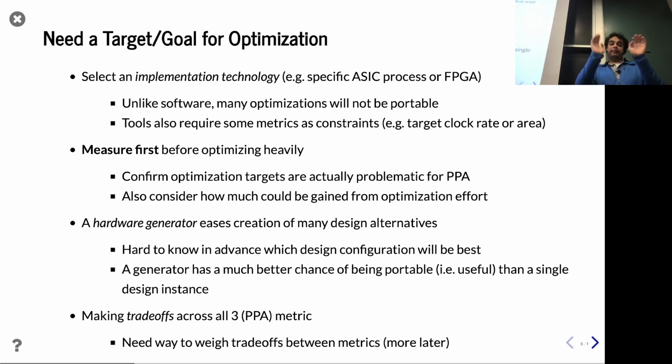You can't just say, I'm going to optimize my design. Well, optimize it for what, right? Especially if you're doing PPA, that's three different metrics, right? So you kind of have a choice, right? So what's the typical process?